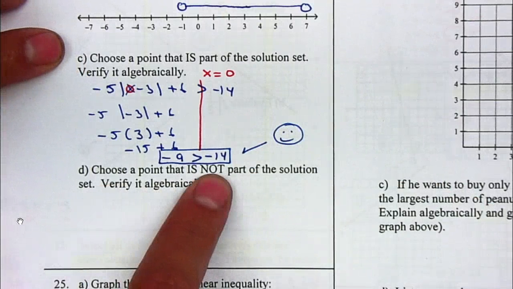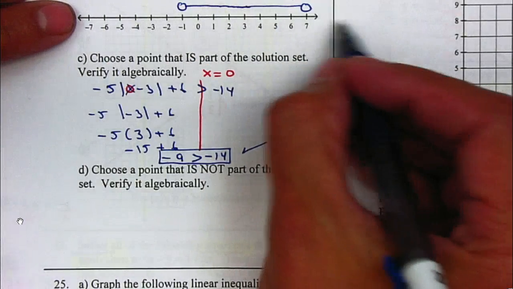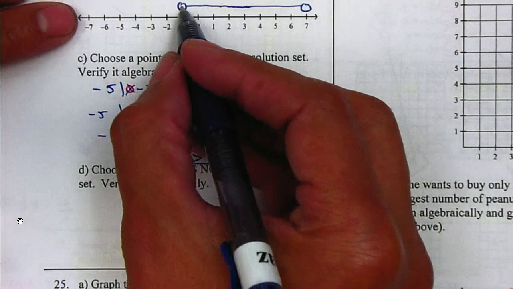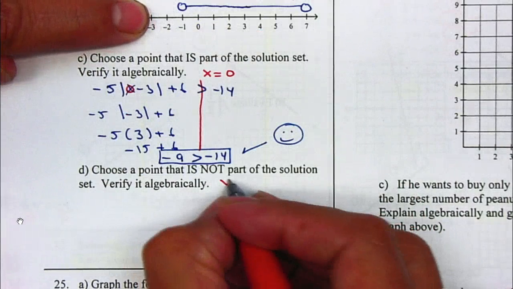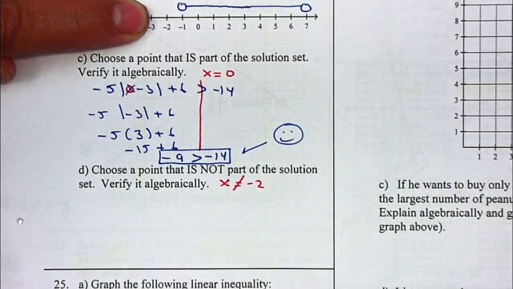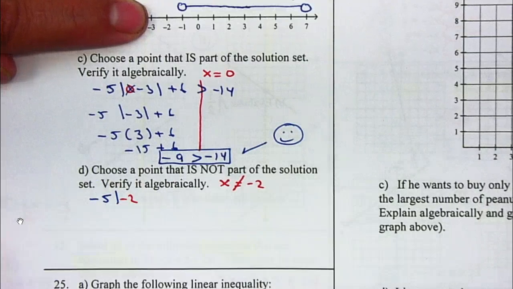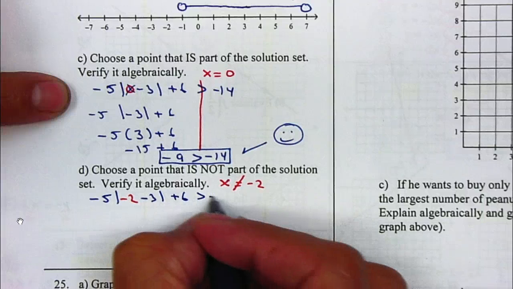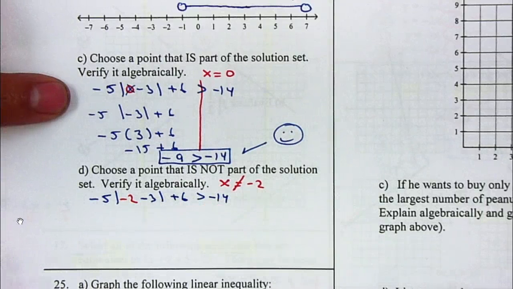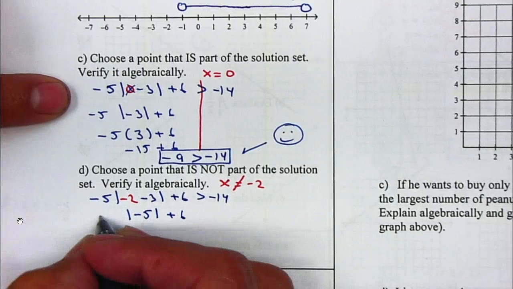Now choose a point that is not part of the solution. So you can select any points here, or any points on the right, or you can select negative 1 because that's not part of the solution, or 7. In this case, let's go and plug in x equal to negative 2. Not equal to, right? Let me write it a little smaller. Absolute value, instead of the x will be a negative 2, minus 3 plus 6. And I must simplify this. Negative 2 minus 3 is negative 5, plus 6.